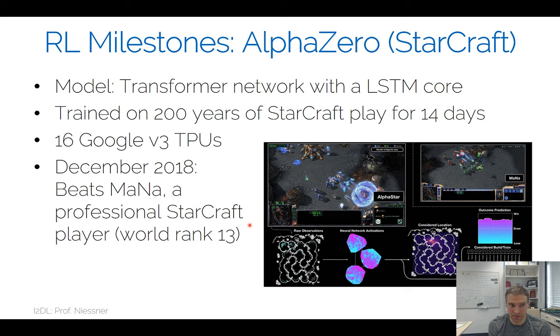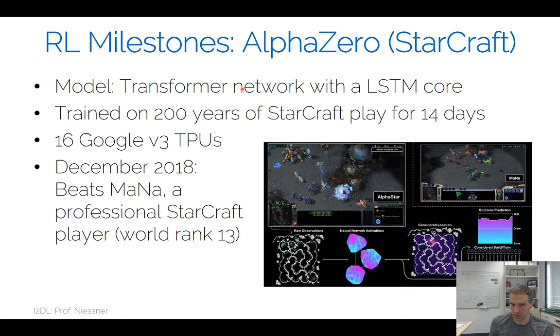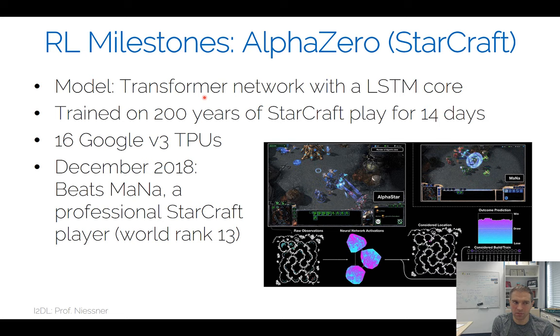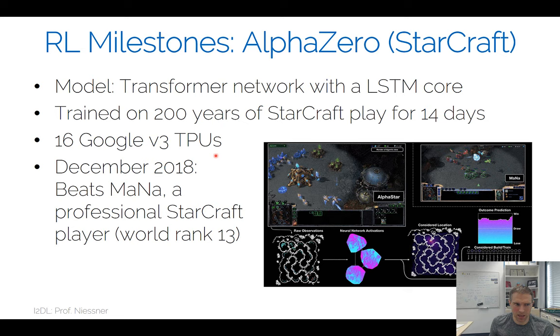The idea they used was a model with a transformer-based architecture. We've talked about transformers quite a bit, with an LSTM core. And they trained this whole thing for really a lot of time. At the time, they used Google TPUs. This was done in 2018, when they did the first version.